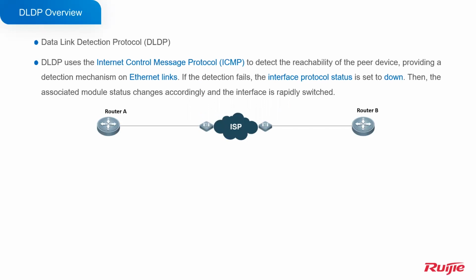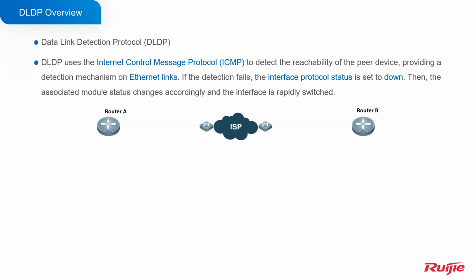DLDP, which stands for Data Link Detection Protocol, uses the RCNP to detect the reachability of the peer device, providing a detection mechanism on Ethernet links. If the detection fails, the interface protocol status is set to down. Then the associated module status changes accordingly, and the interface is rapidly switched.